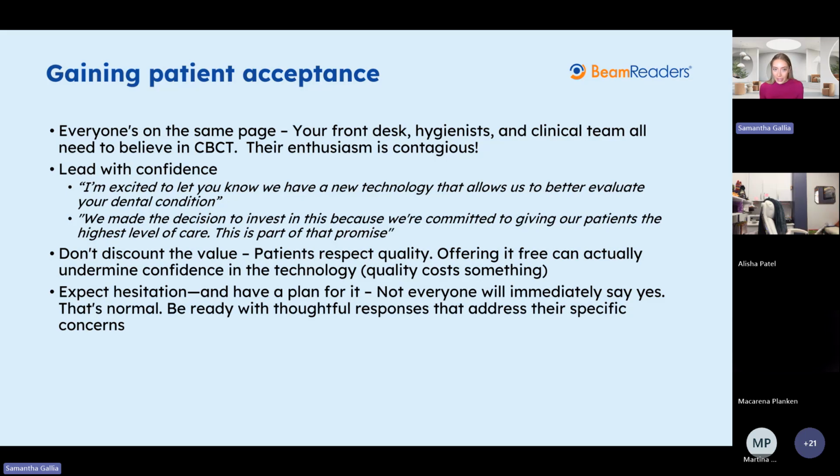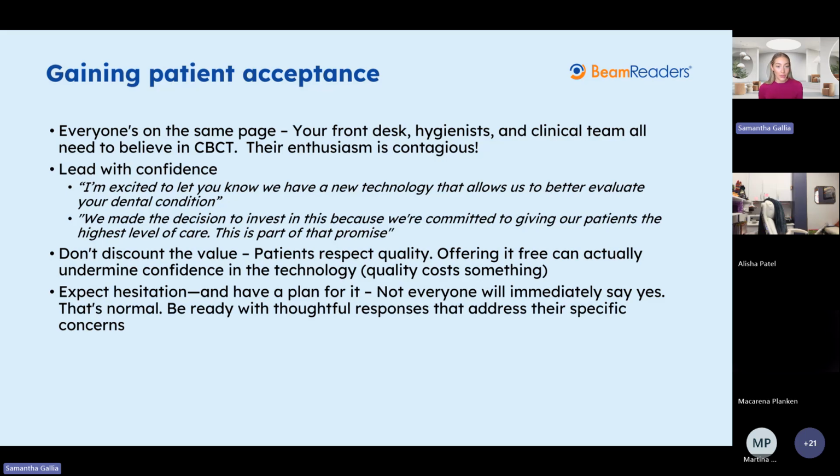Every member of your team, your front desk, hygienists, everyone on the clinical team, should be knowledgeable about CBCT and what it does in case a patient asks, and they need to believe in the CBCT. So you want to be excited about it. Something you can share with patients is, "I'm excited to let you know that we have a new technology that allows us to better evaluate your dental condition," and tell them why you got that machine.